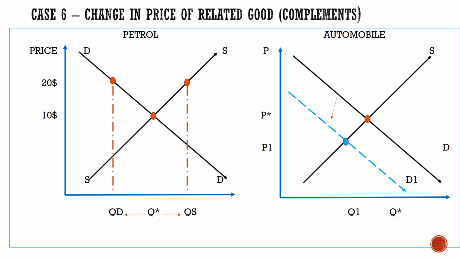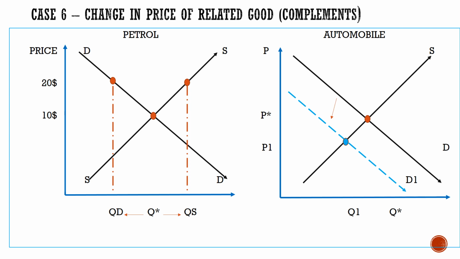So this is the final scenario. Again, the case is the same. There is a change in price of related goods. But the difference is this is not substitute, this is complement goods. We know that complements are pairs of goods which are often used together, like petrol and cars. So in this scenario, let's assume the price of petrol rises from $10 to $20. So due to a rise in price, the equilibrium is distorted for petrol.